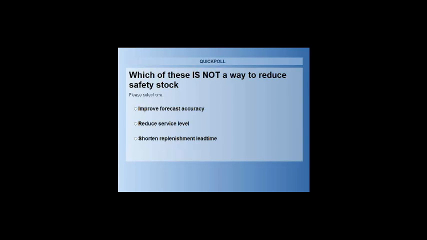is which of these options is not a way to reduce safety stock? You got 3 of them there. Take about 30 seconds and make your selection. Which of these is not a way to reduce safety stock? And you only get to pick one here.